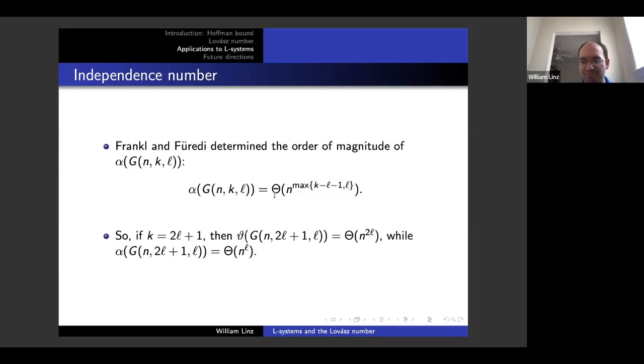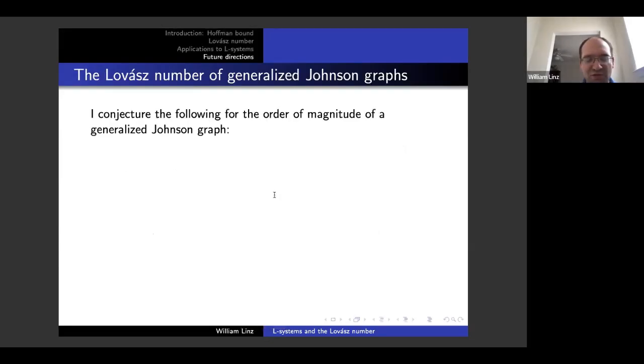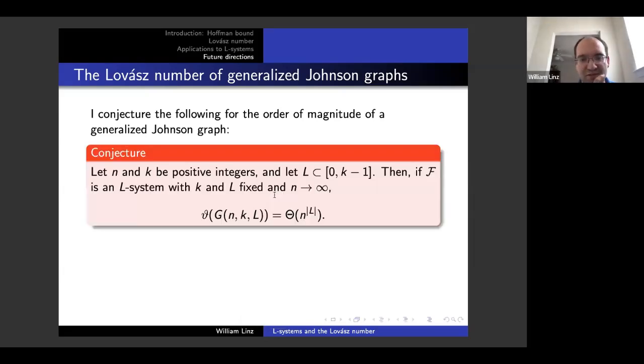Okay, so where do we go from here? So far I've just been talking about generalized Johnson graphs, which correspond to L systems which miss one intersection size. Well, what about general L systems? I conjecture the following for the order of magnitude. Let's say that n and k are positive integers, and L is some set of integers between 0 and k minus 1. If F is an L system and k and L are fixed, with n tending to infinity, then I conjecture that the Lovász number of G of n, k, L is on the order of n to the size of the set L.